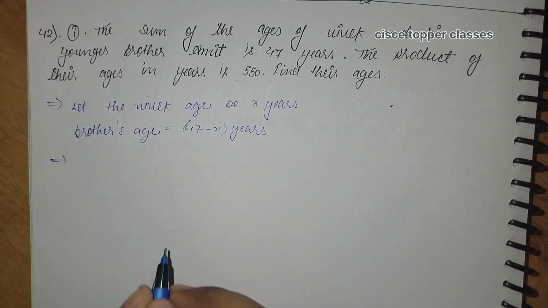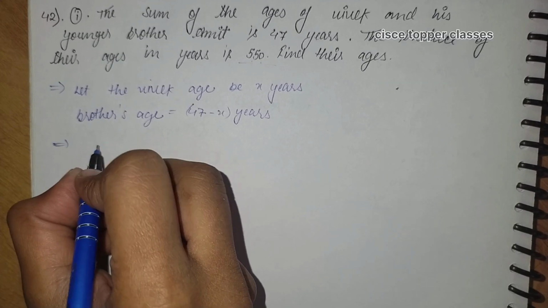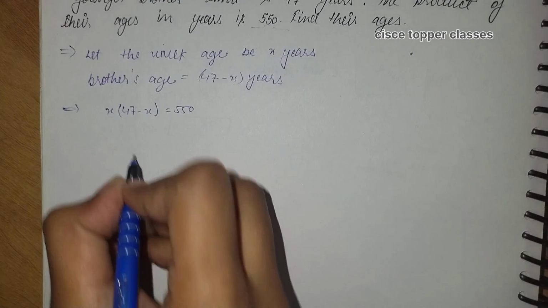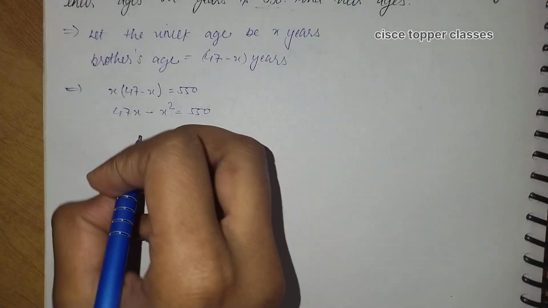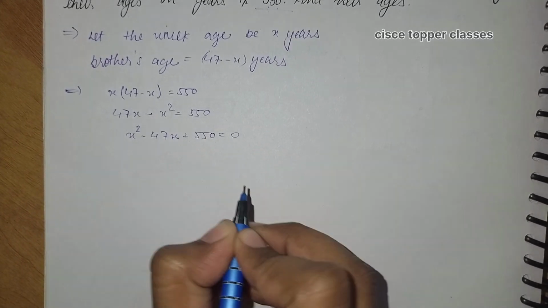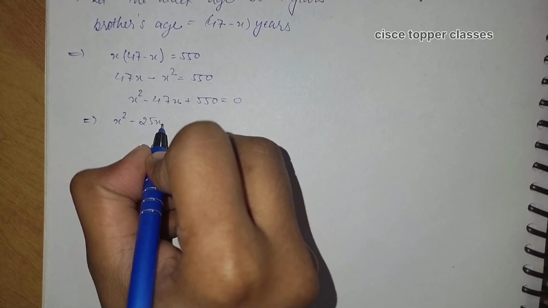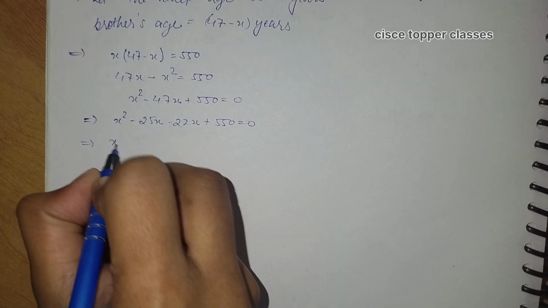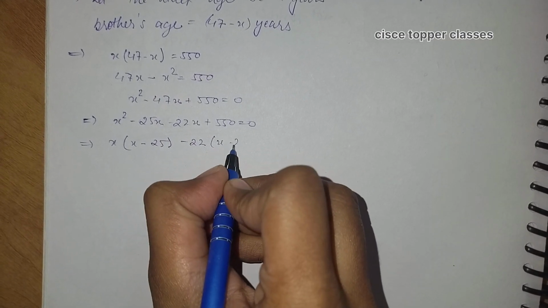So from that, on multiplying, we will form a quadratic equation. By multiplying these ages, equal to 550, and then we will solve that quadratic equation. So x into 47 minus x equal to 550 will be 47x minus x square equal to 550. Then it will become x square minus 47x plus 550 equal to 0. So again solving, that will become x square minus 25x minus 22x plus 550 equal to 0. We will take common, that will become x minus 25 here, and on taking 22 as common, minus 22, again it will become x minus 25.